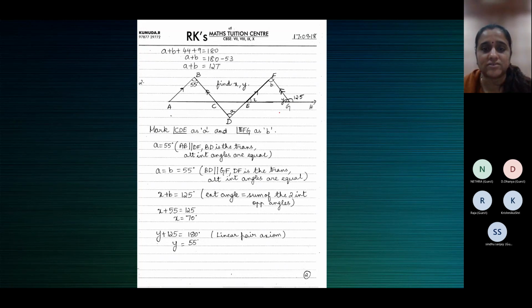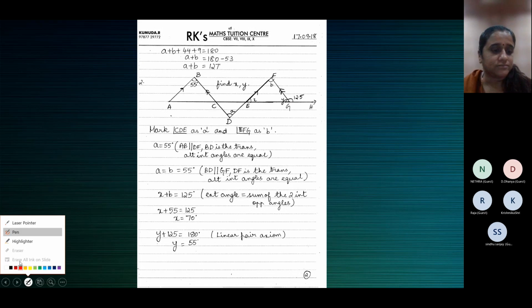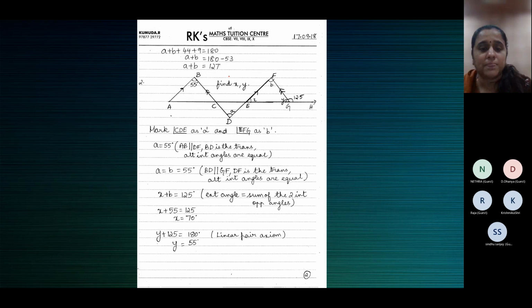X. I can see X and Y. How do we find X and Y in this figure? What do these indicate? They are parallel lines, ma'am. These arrows indicate parallel lines.